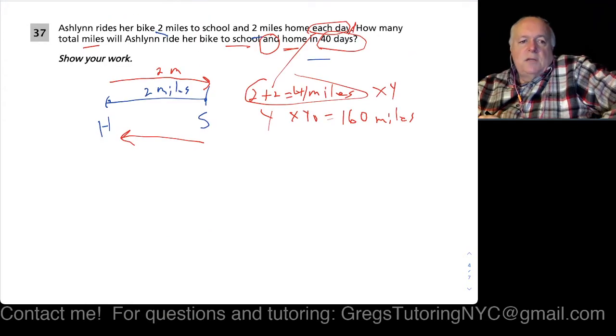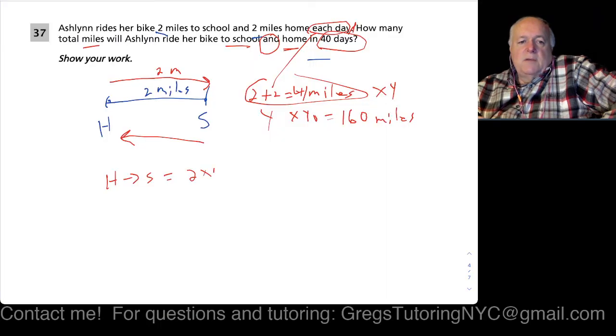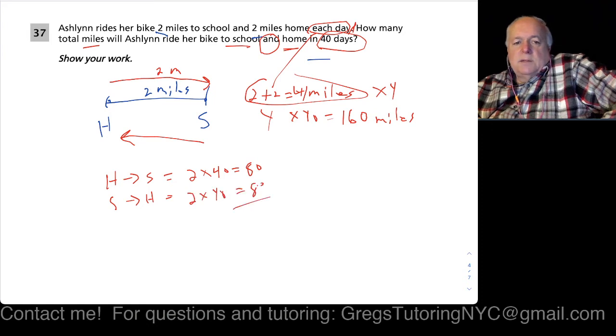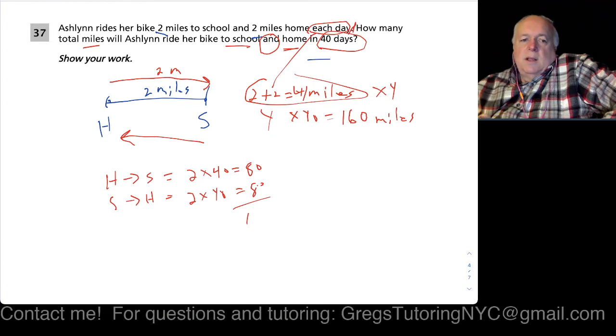You could have taken home to school, which we know is 2 times the 40 days, and we could have gotten 80 there. Okay, then this school to home, which we know is 2 miles again, times the 40 there, is equal to 80, and then the total is going to be 160. So you could have done it that way as well.